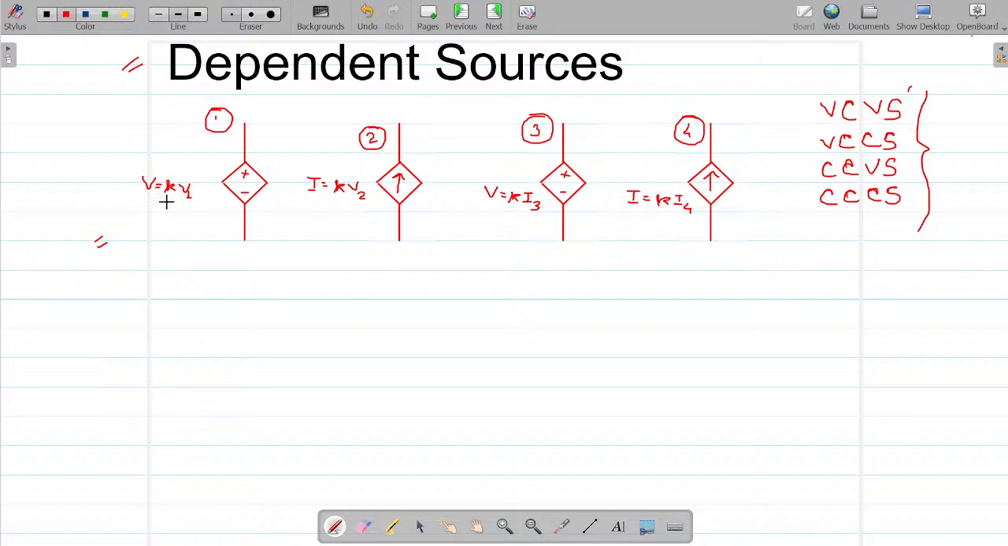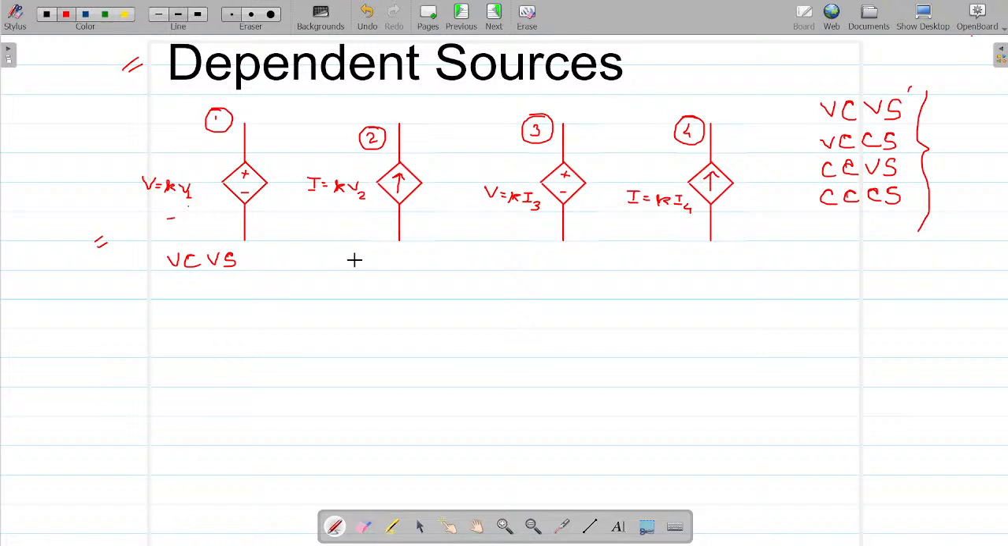See, V is equal to K times V1. This is something that you will be given. Now the parameter which defines the voltage V, or probably the value of the energy source, is known as the controlling parameter. So in this case, what would this be? It would be a voltage controlled voltage source. Why is it a voltage source? Because the symbol is given to be plus minus. Why is it voltage controlled? Because the voltage is defined in terms of another voltage in a given particular circuit.